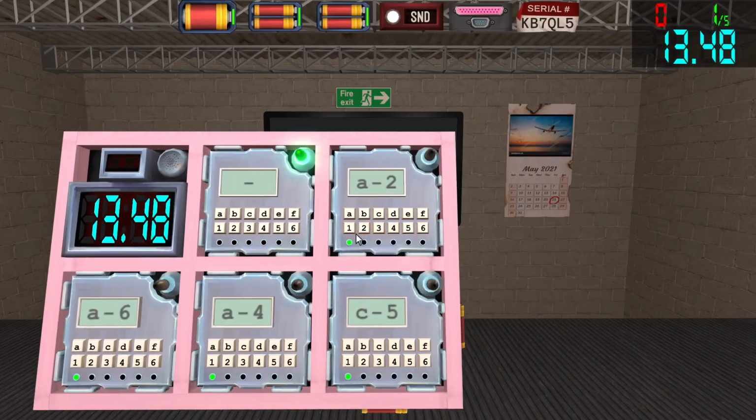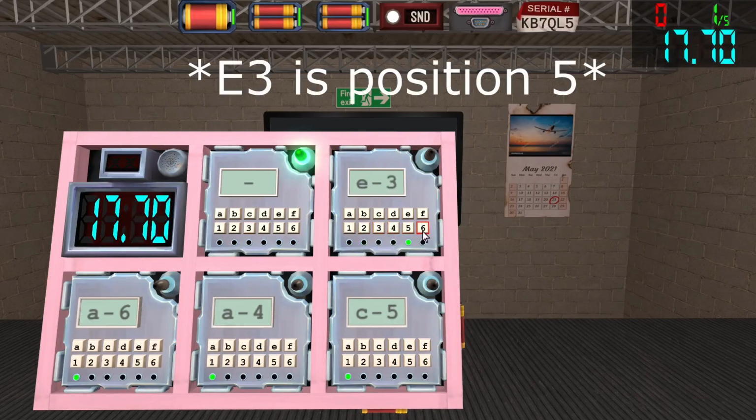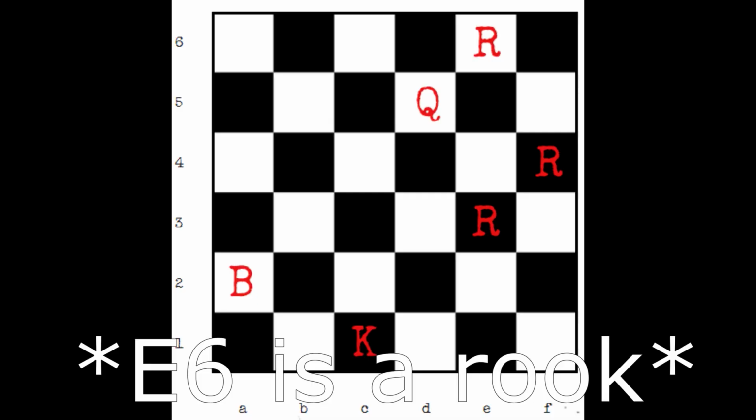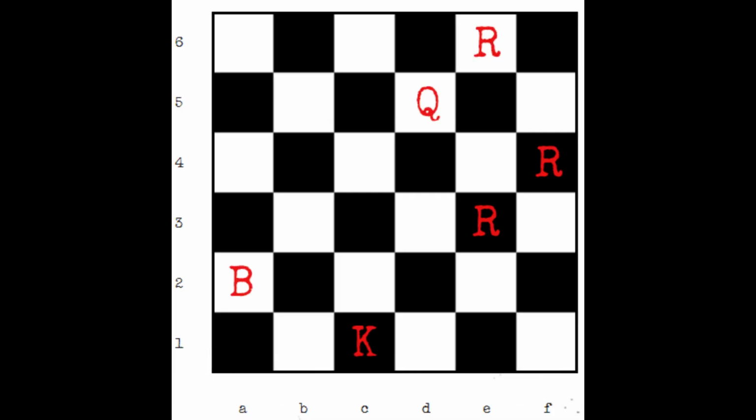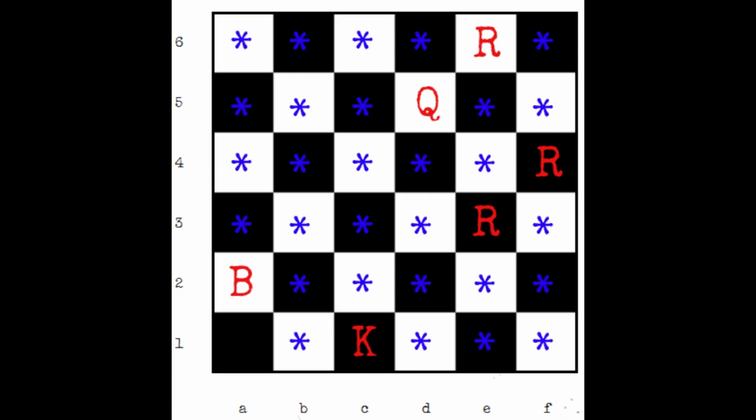The given positions are A2, F4, C1, E6, and D5. C1 is a rook, E3 is a rook, A2 is a bishop, F4 is a rook, C1 is a king, and D5 is a queen. Putting in the covered areas shows that A1 is the answer.